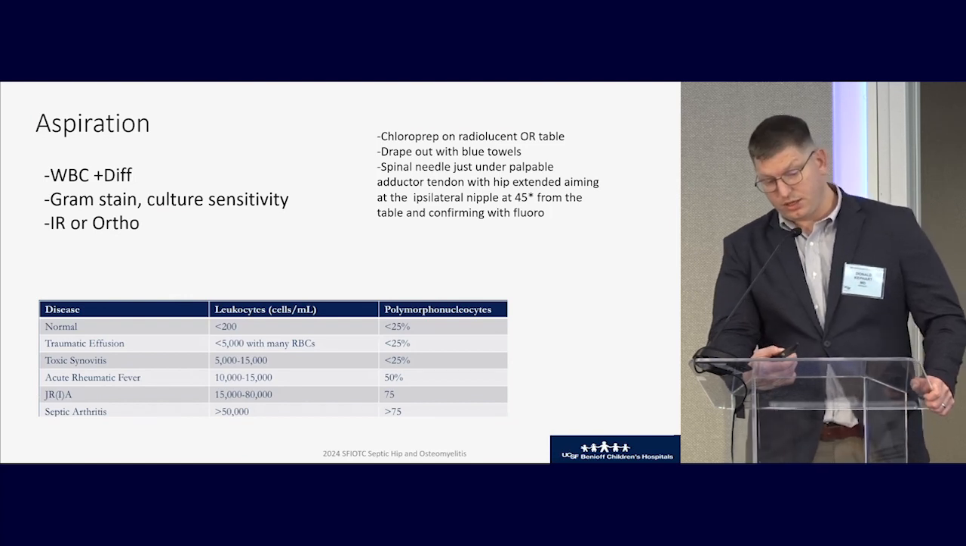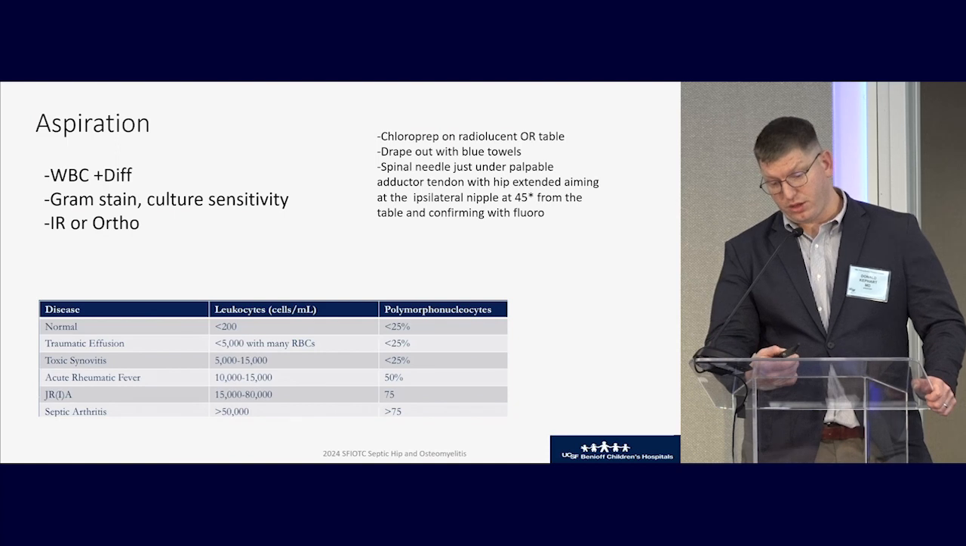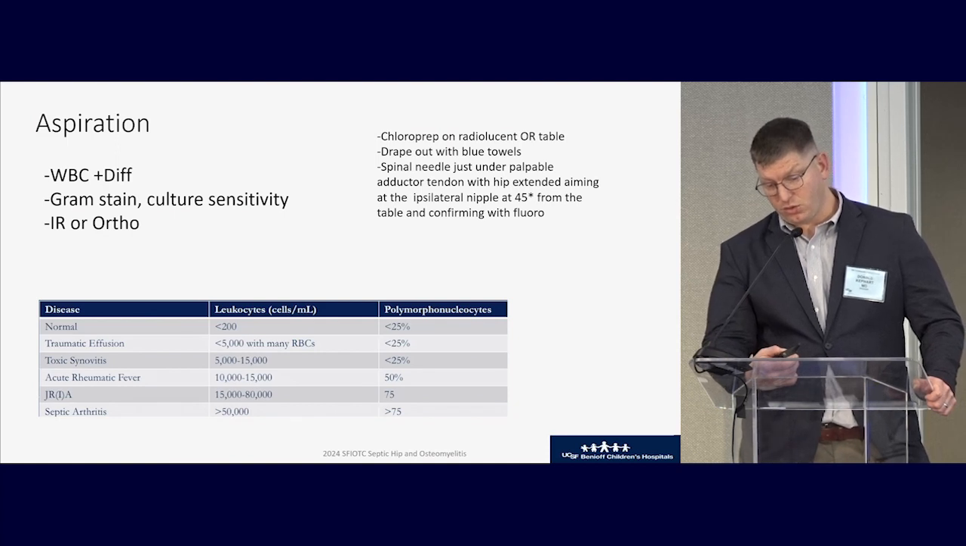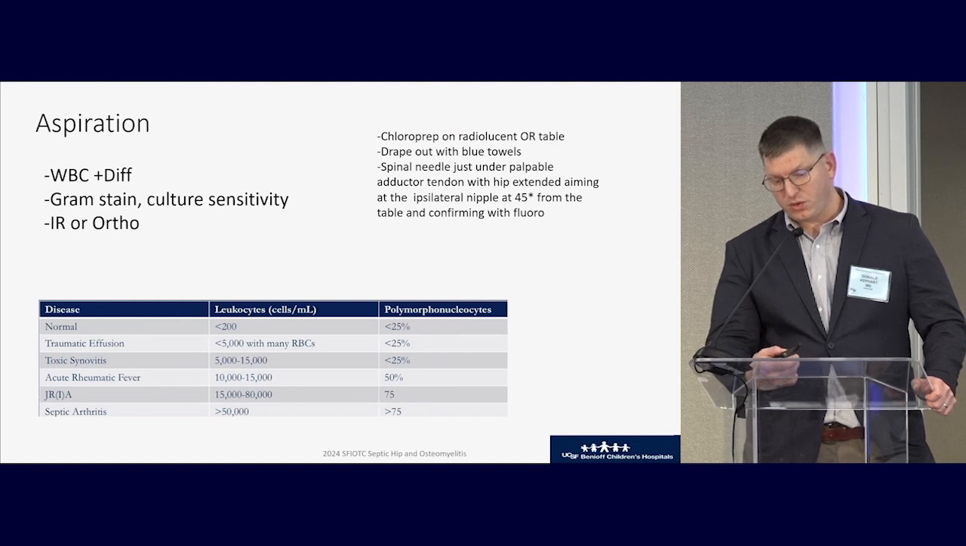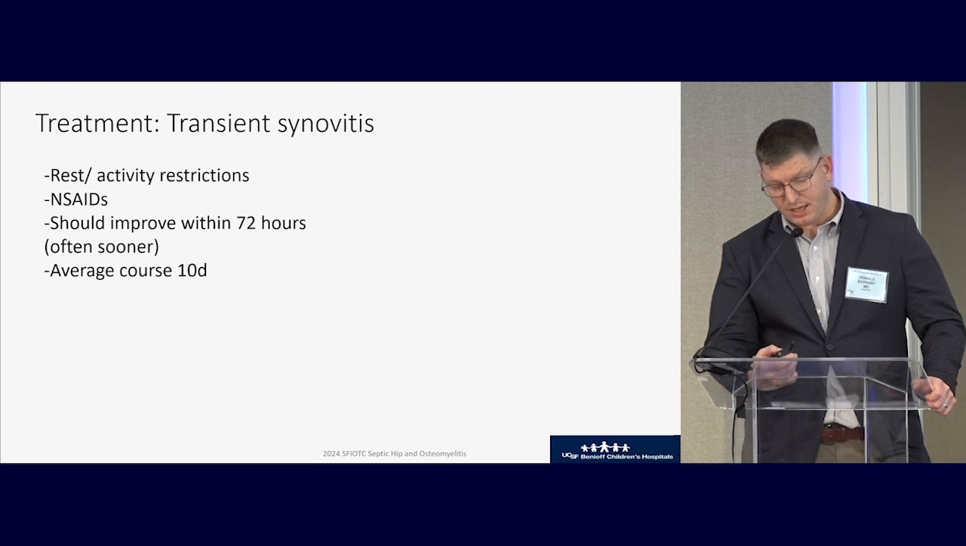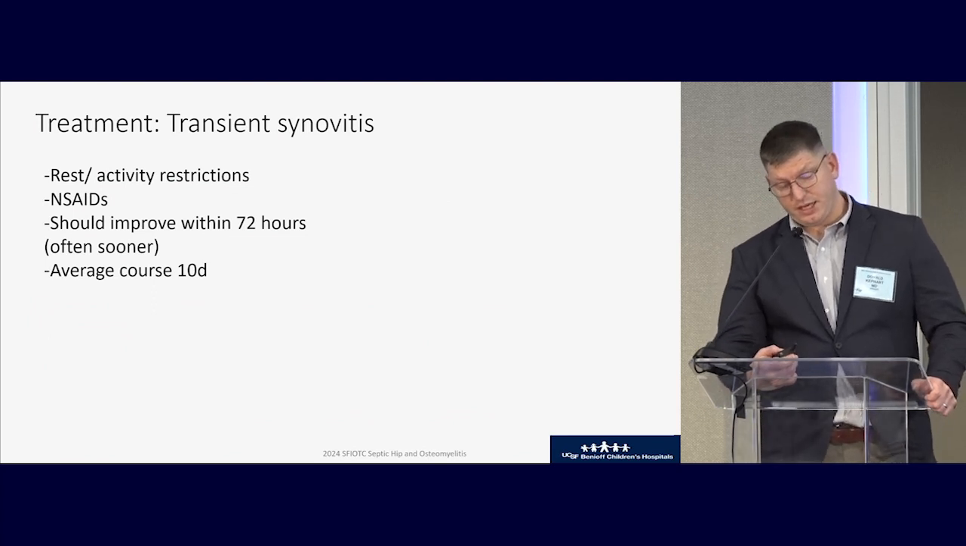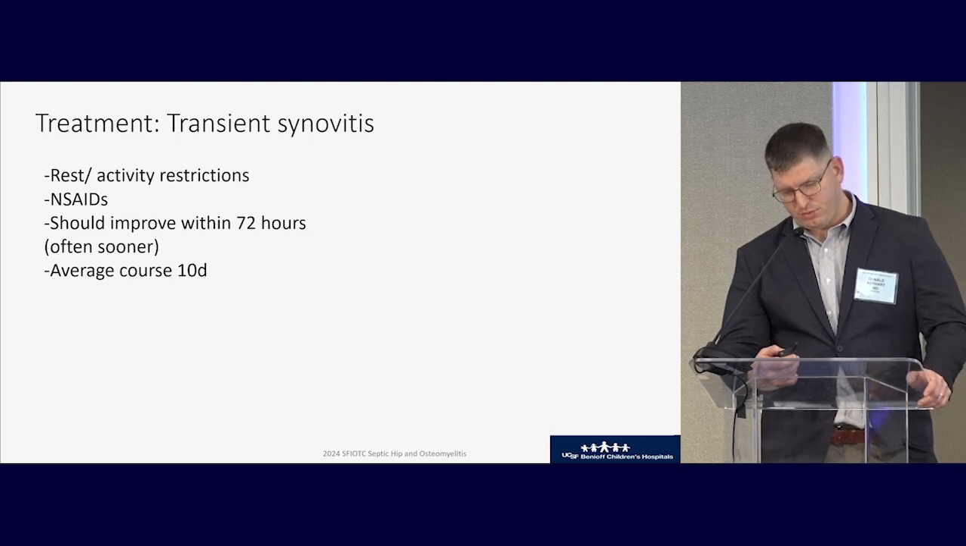The way I do an aspiration is I drape it out with blue towels on a radiolucent OR table, place a spinal needle just under the palpable adductor tendon with the hip extended and abducted. I aim at the ipsilateral nipple about 45 degrees from the table, and I confirm I'm in the joint with fluoro. If on aspiration the fluid is grossly purulent, I would just convert to drape it out for an open irrigation and debridement, or you could wait for the cell count if it's more of a borderline case.